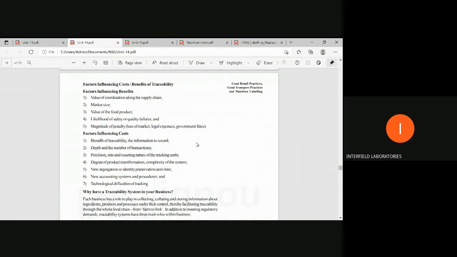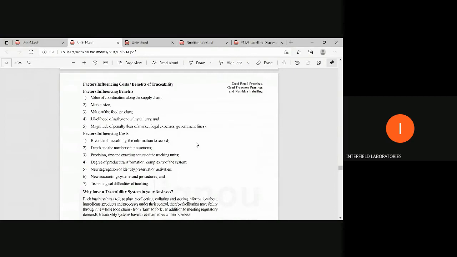Now the factors influencing the cost of a traceability system include the breadth of traceability, the depth and number of transactions, the precision, size and exacting nature of the tracking units, degree of product transformation, complexity of the system, new segregation or identity preservation activities, new accounting systems and procedures, and technological difficulties of tracking. All these influence the cost of implementing a traceability system.